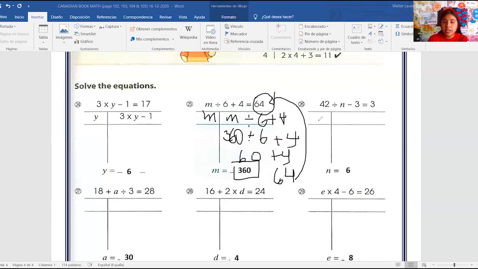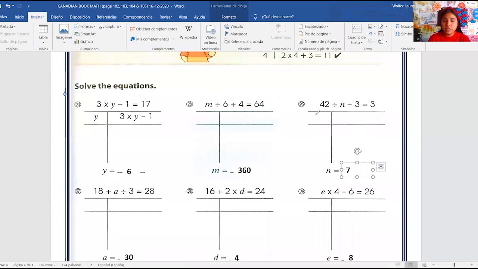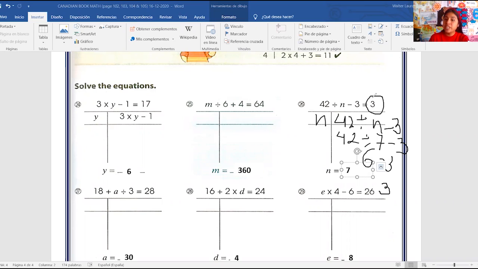Great. What about the next one? 26. So let's do it. Okay, my variable is n, so we copy again. 42 divided by n minus 3. We need to get 3, right, as the result. Okay, so it says my value is 7, okay. 42 divided by 7 minus 3. 42 divided by 7 is 6. 6 minus 3 equals 3. Is the same? Yes, so my value is 7. That's right. What about the next one here?